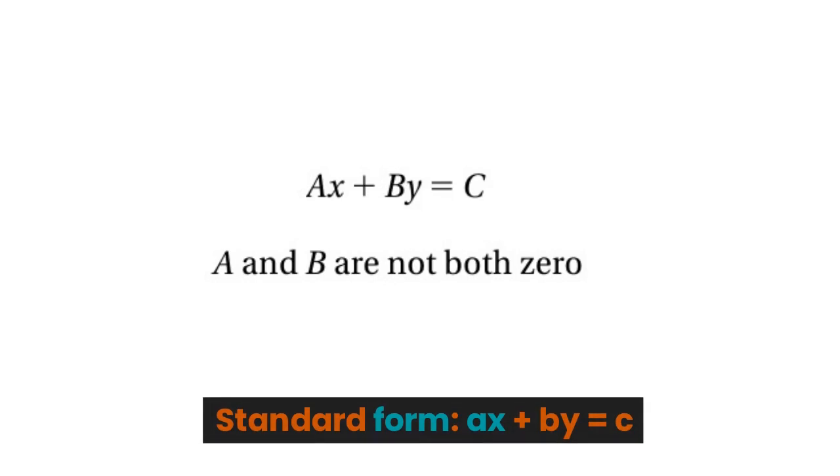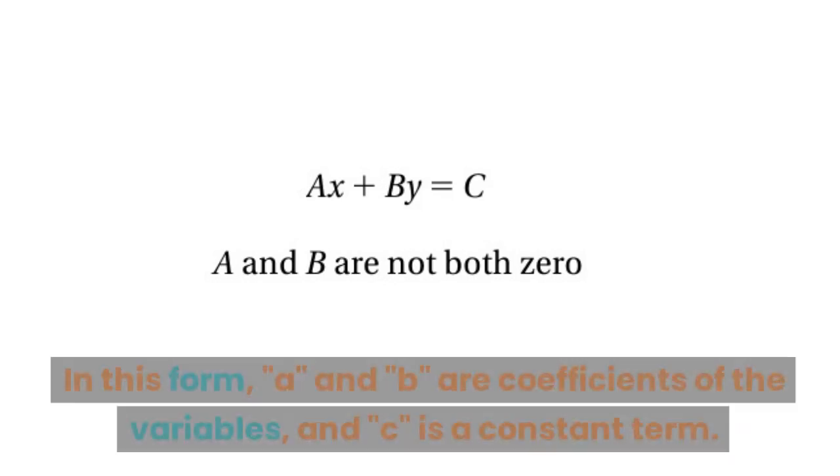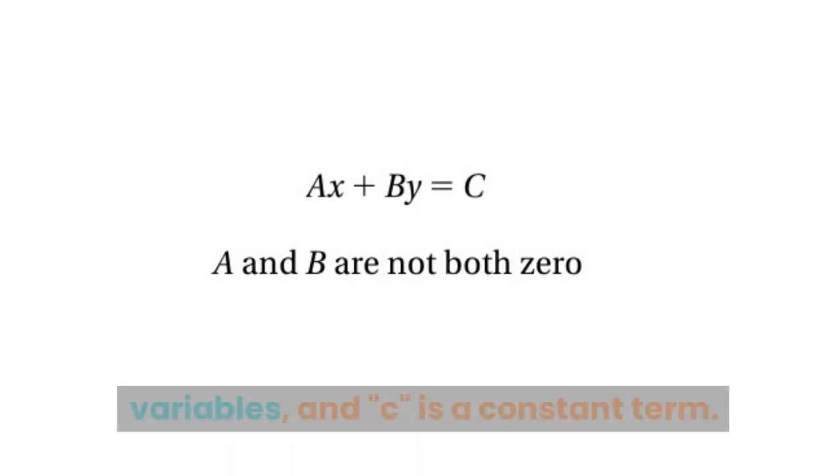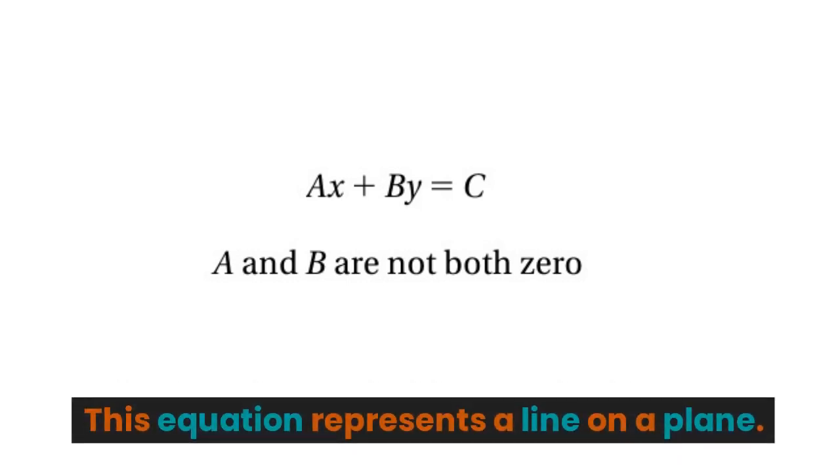Standard form, ax plus by equals c. In this form, a and b are coefficients of the variables, and c is a constant term. This equation represents a line on a plane.